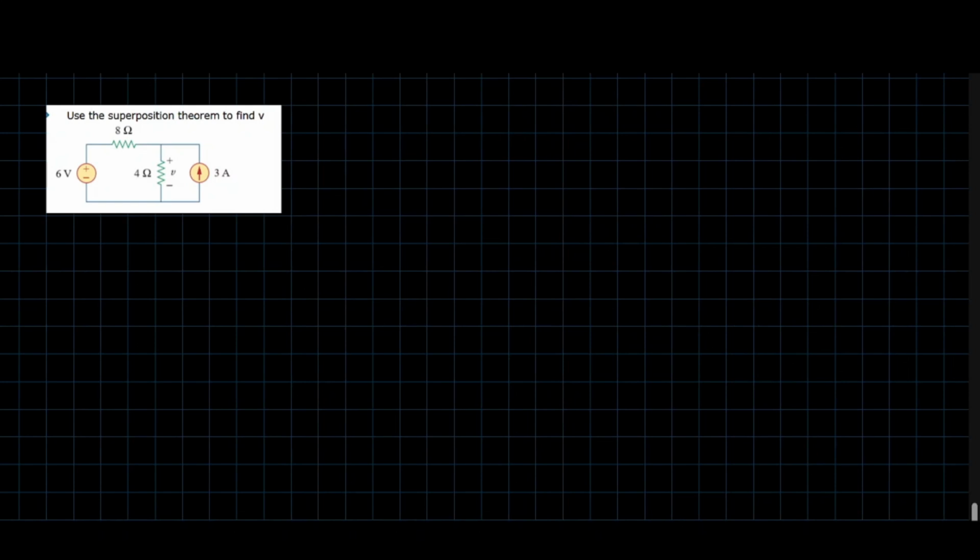So they want us to find the voltage V across the 4 ohm resistor using the superposition theorem. Basically, for the superposition theorem, it just wants you to turn off one particular source and then find out how the source that is still on interacts with this voltage, and then vice versa. So let's just start with it.